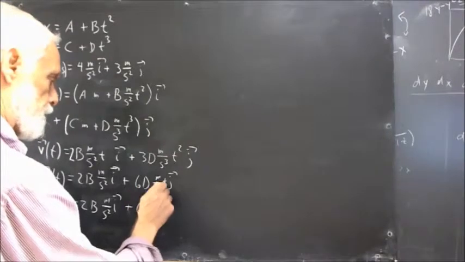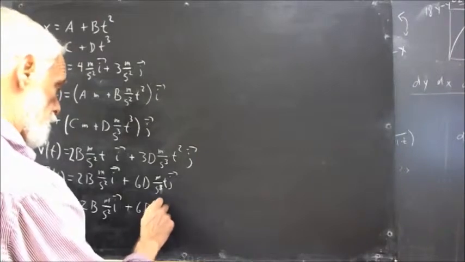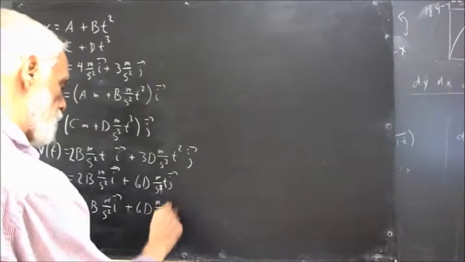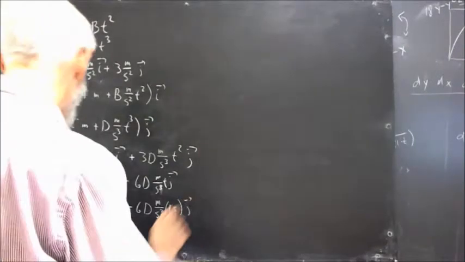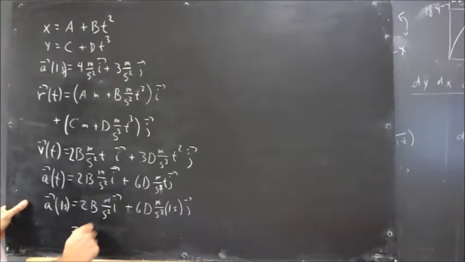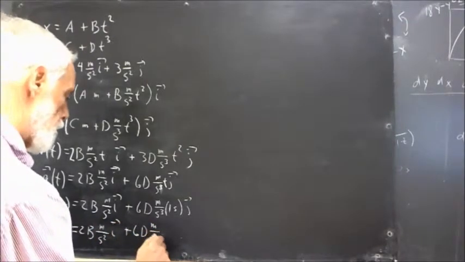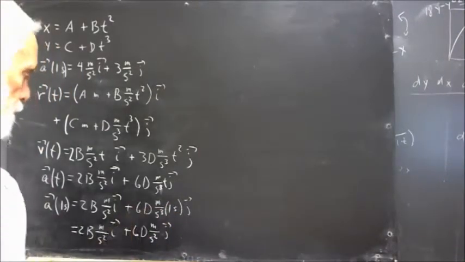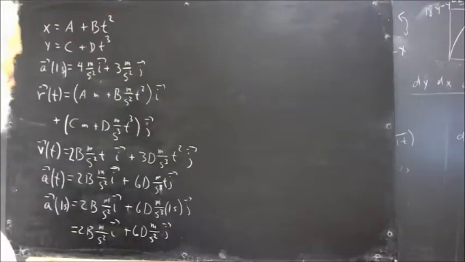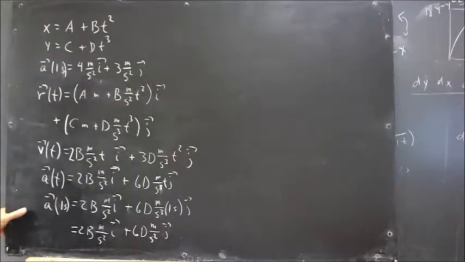and when I wrote this down I was careless. It's meters per second cubed times t, for reasons that I articulated earlier. It's meters per second cubed times 1 second, and that's times j. So that equals 2b meters over second squared times i plus 6d meters over second squared times j. Because when we multiply the second by the reciprocal second cubed, we get the reciprocal second squared. And that should equal the 4 meters per second squared times i plus 3 meters per second squared times j.